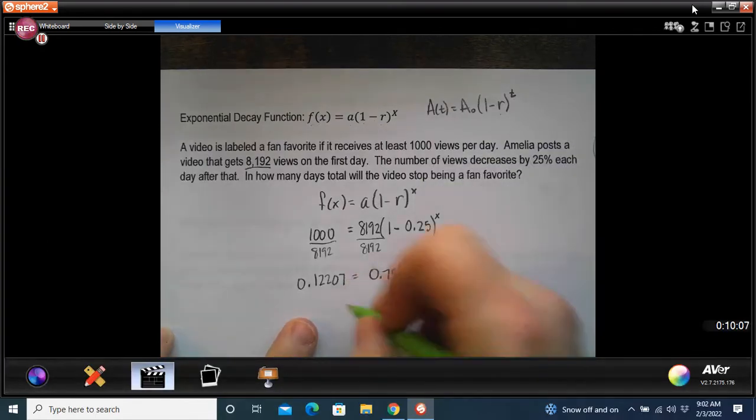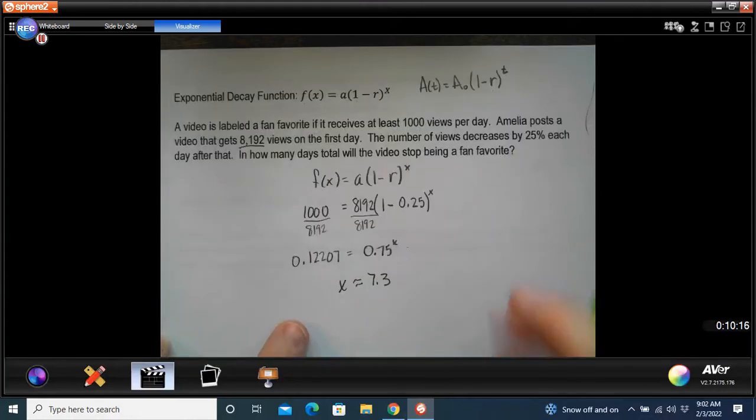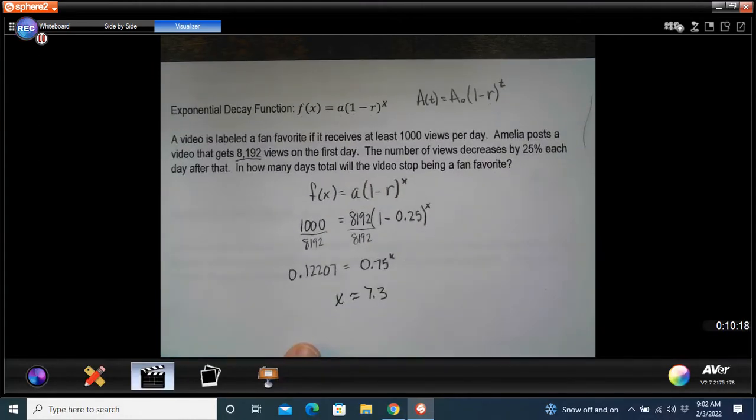So we're going to say that x is approximately 7.3. So in how many days will it stop being a fan favorite? In 7.3 days, approximately.